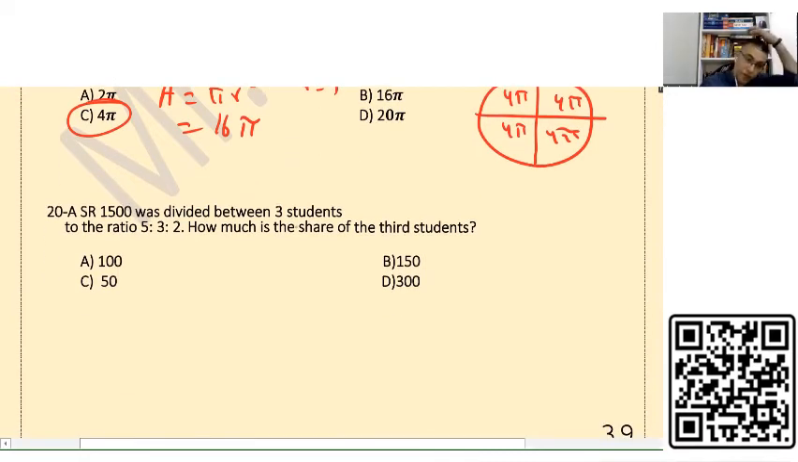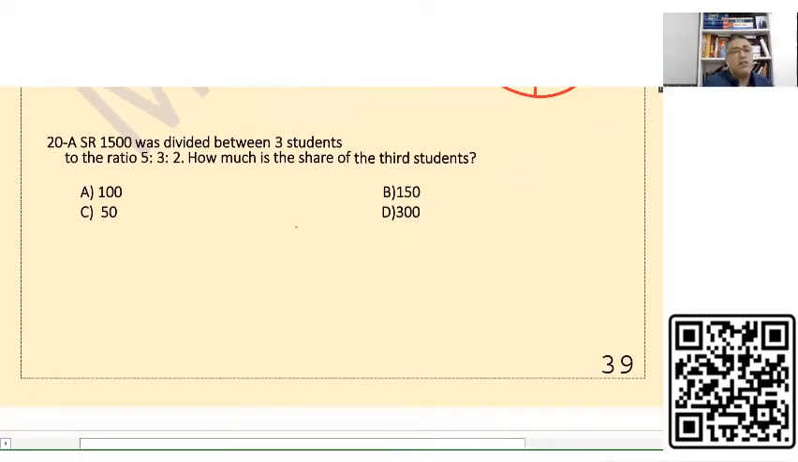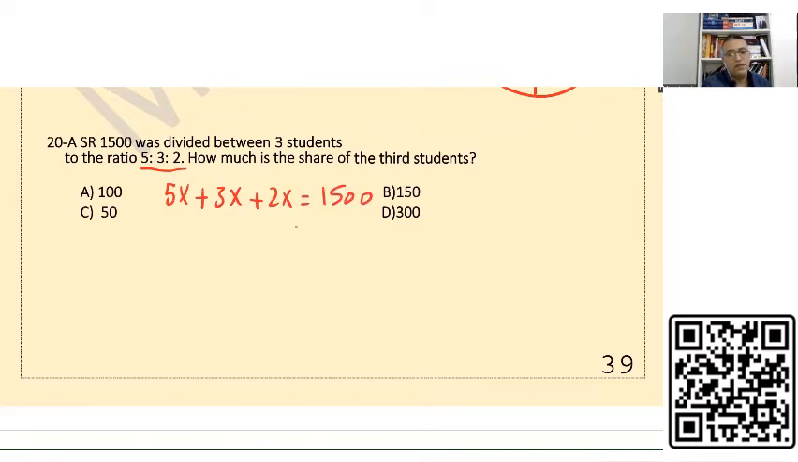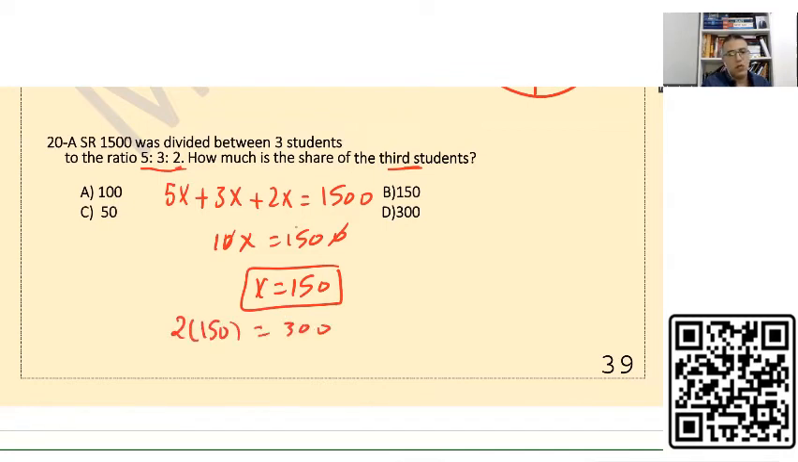Question number 20. 1,500 riyals was divided between 3 students in the ratio 5:3:2. I have told you before, in any question that has a ratio, all you have to do is change the ratio into a constant. So the first has 5x, the second 3x, and the third 2x. Their sum is 1,500, so 10x is equal to 1,500, divided by 10. So x, the value of each part, is equal to 150. So how much is the share of the third? The third took 2 parts. So 2 multiplied by 150 is equal to 300.